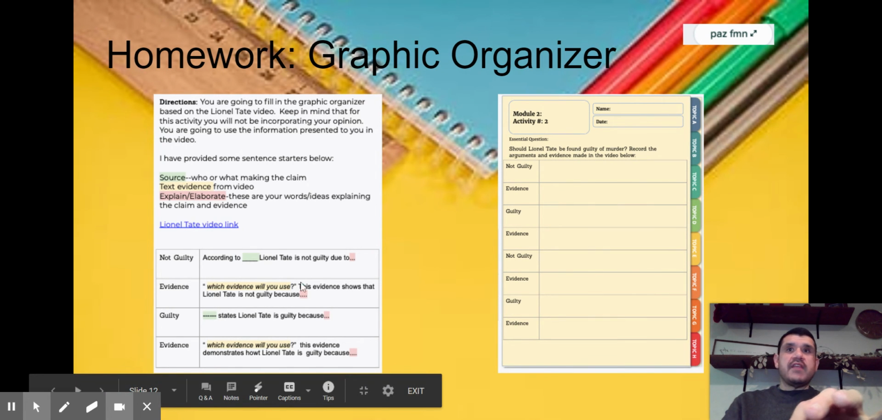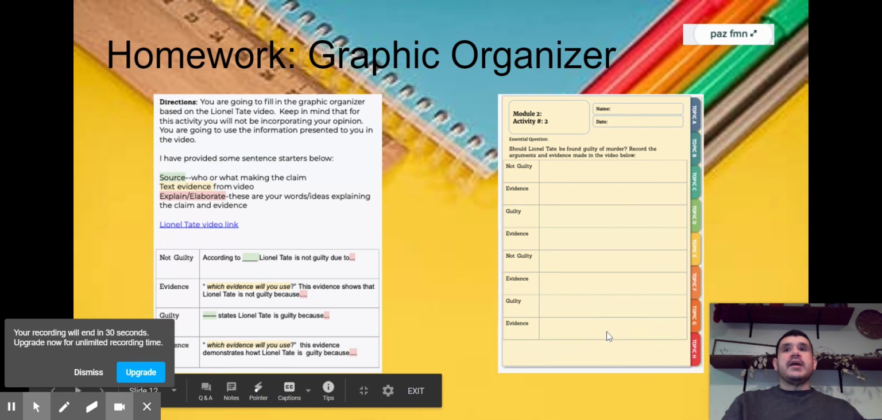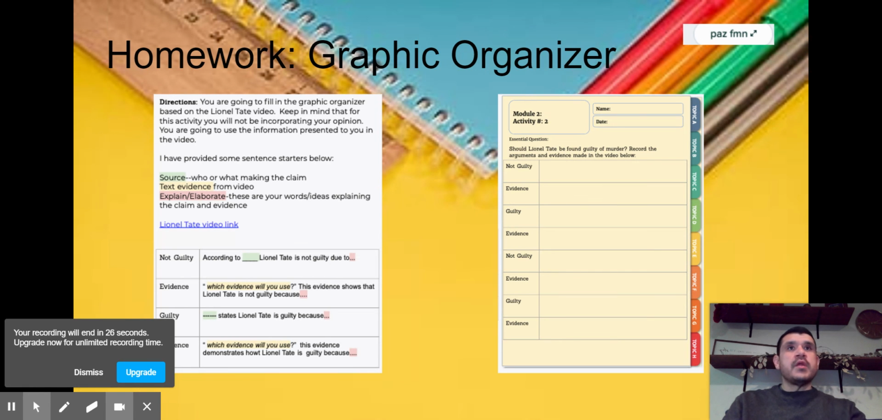I've kind of given them a few example sentences they can start off with, and then they will fill out this graphic organizer here. Again, this just allows me as a teacher to understand if they're understanding the different sides of the argument, if they can really pick that out.